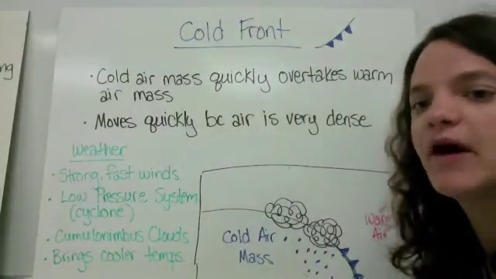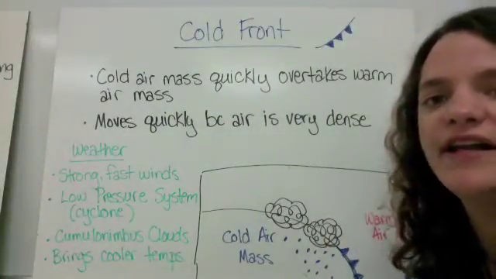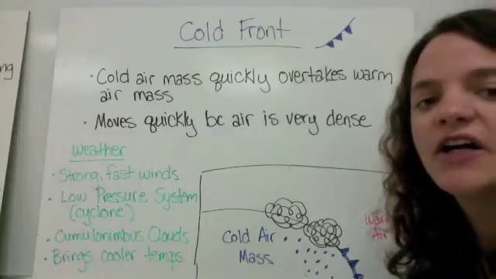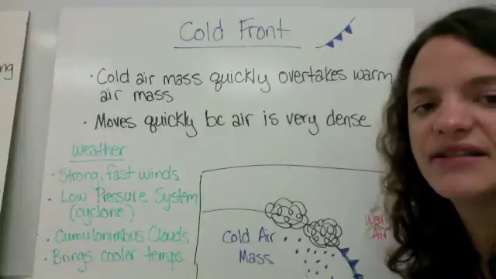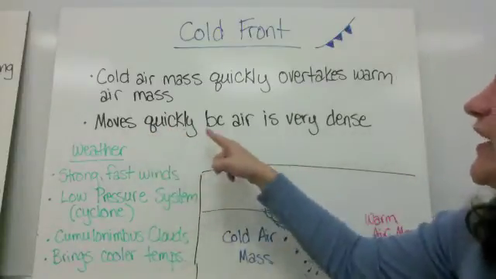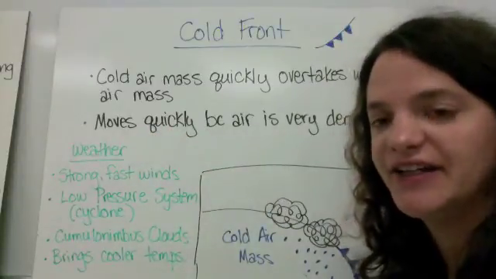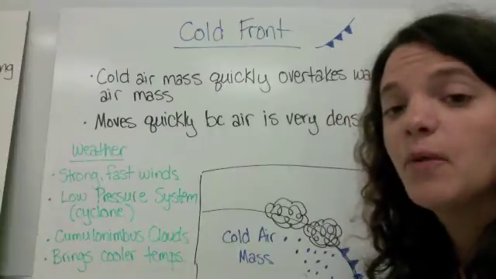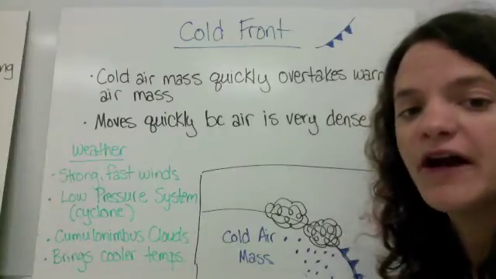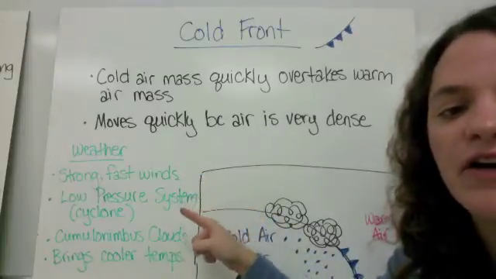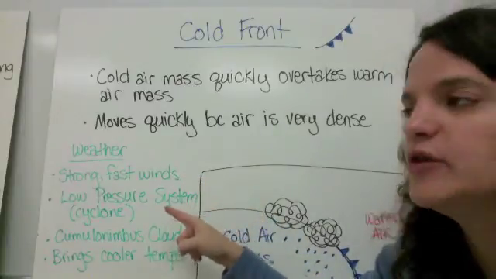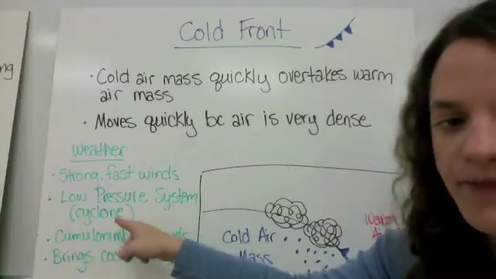So that brings us to a cold front. So a cold front is an event in weather that occurs when a cold air mass quickly overtakes a warm air mass. The cold fronts move very quickly because the air is very dense. Some of the weather associated with a cold front is strong, fast winds. They often occur around a low pressure system, which is sometimes called a cyclone.